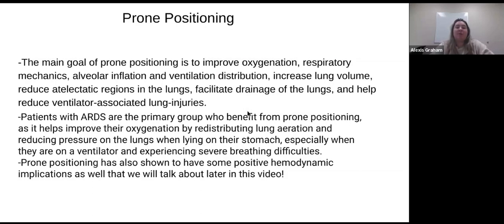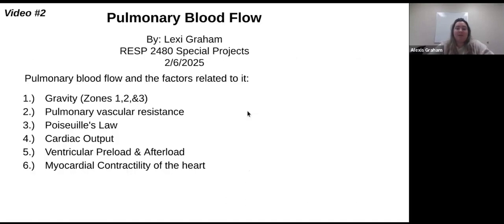Patients with ARDS are the primary group who benefit from prone positioning, as it helps improve their oxygenation by redistributing lung aeration and reducing pressure on the lungs when lying on their stomach. So especially when they are on a ventilator and experiencing severe breathing difficulties, this will be helpful to them. Prone positioning has also been shown to have some positive effects on hemodynamic implications, but we will talk about that later on in this video series. And that was all.